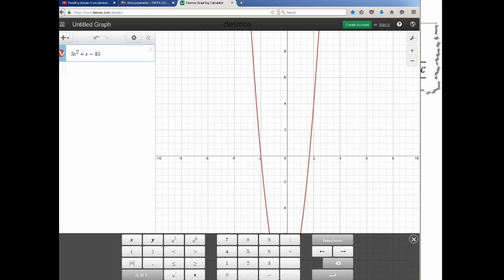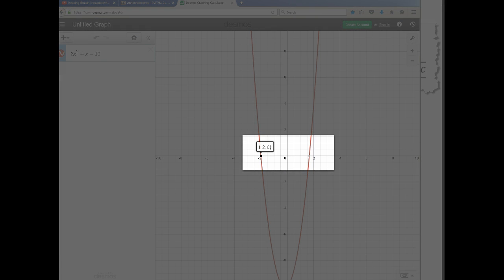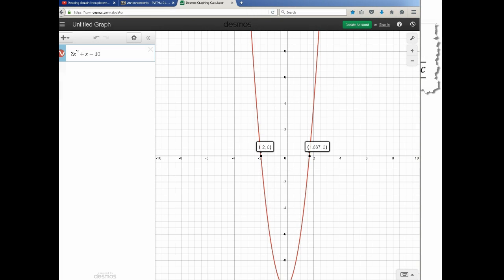minus 10. And if I look at these points right here, I see that my x-intercepts, my zeros, are negative 2, 0, and 1.667, which if I converted that to a fraction would be 5 over 3, or if I converted 5 over 3 to a decimal, this is what it would be, comma 0. So you can see that graphing gives you your zeros, and you can check your work very easily by just looking at the graph.